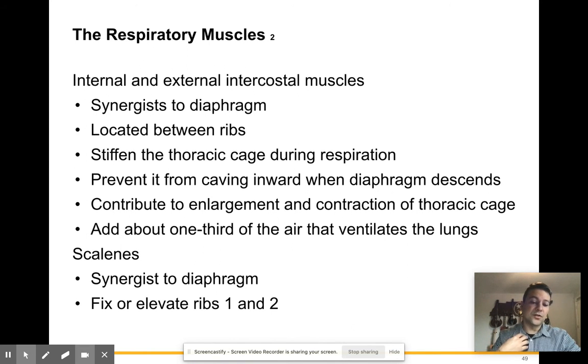Okay, they insert onto your first and second ribs, and they're going to help to elevate your first and second ribs up. So every time you inhale, your first two ribs are slightly moving up to increase that. Again, what we're trying to do is increase volume, right? So we want to expand that rib cage as much as possible to get as much air into our lungs, and those scalene muscles are going to help do that.